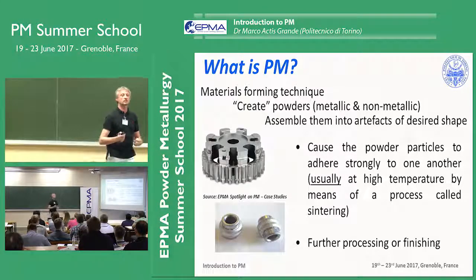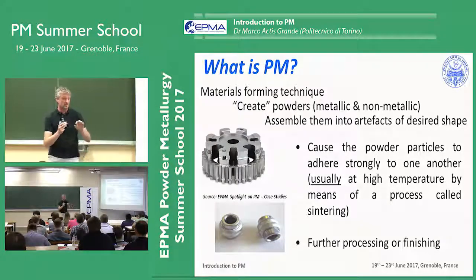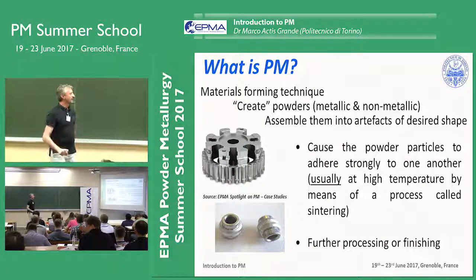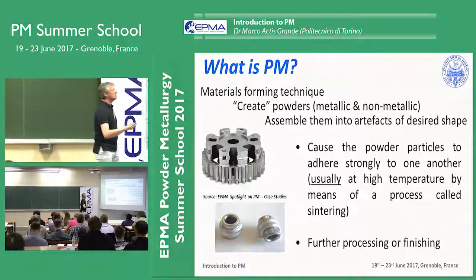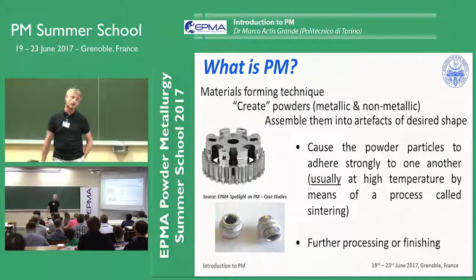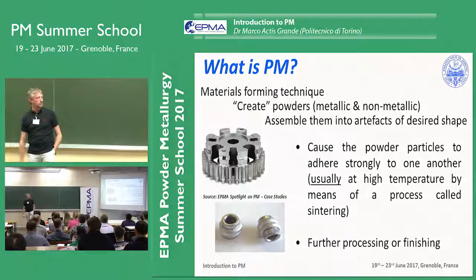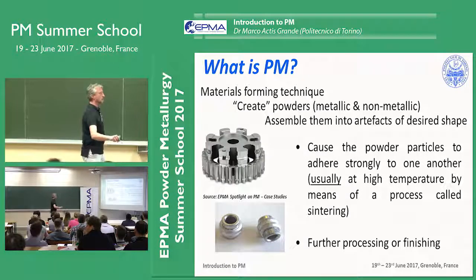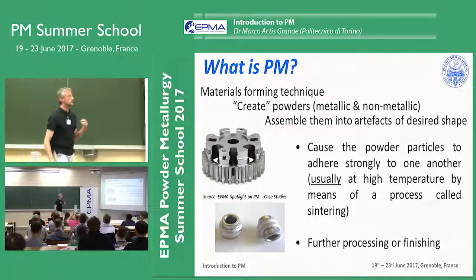I will make some general definition, and then we will see that they are sort of Italian-like: you make a definition, and then you find some different things. So, in general, we can define powder metallurgy as a materials forming technique, starting from the need to create powders, which can be metallic or non-metallic, and somehow the powders need to be assembled to make an artifact of a desired shape. In general, we can say that these particles have to adhere to one another.